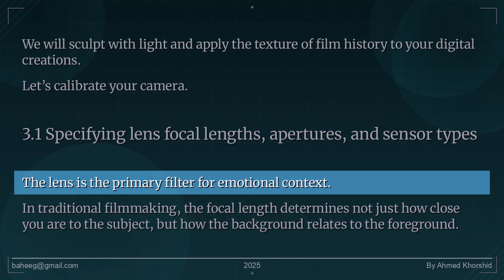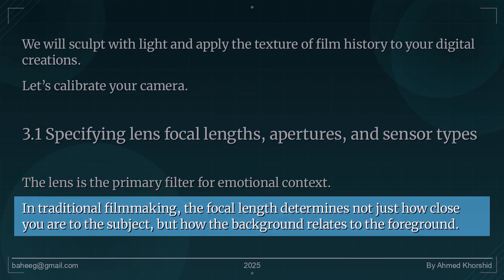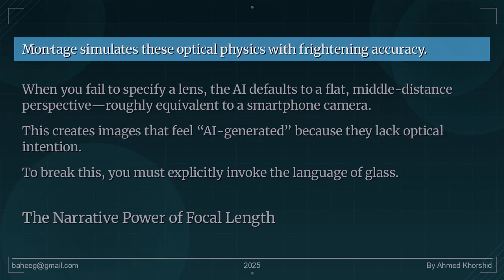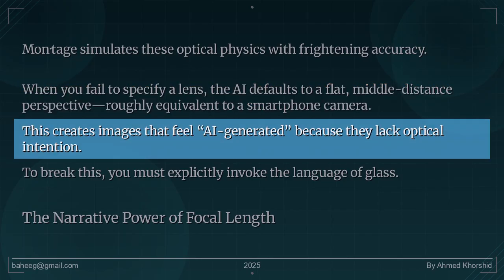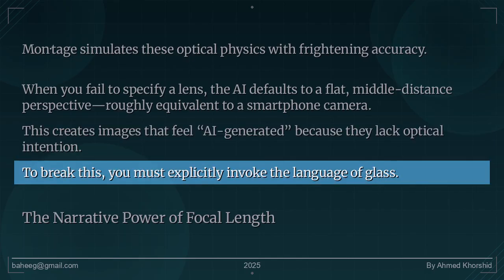The lens is the primary filter for emotional context. In traditional filmmaking, the focal length determines not just how close you are to the subject, but how the background relates to the foreground. Montage simulates these optical physics with frightening accuracy. When you fail to specify a lens, the AI defaults to a flat, middle-distance perspective, roughly equivalent to a smartphone camera. This creates images that feel AI-generated because they lack optical intention. To break this, you must explicitly invoke the language of glass.